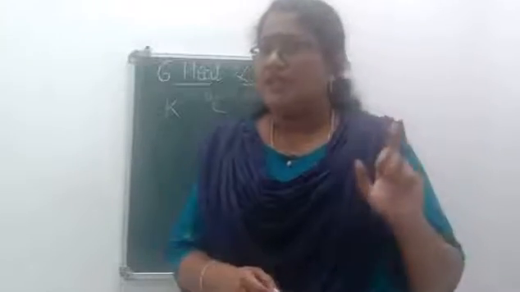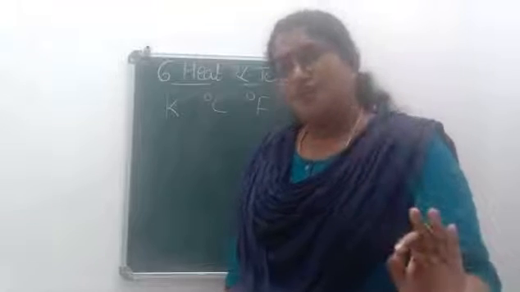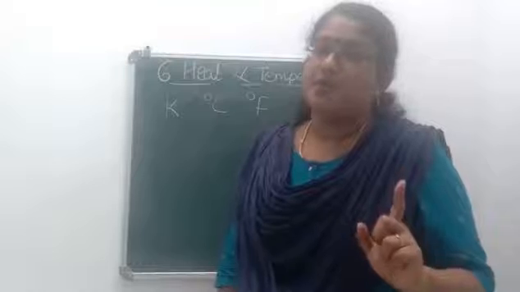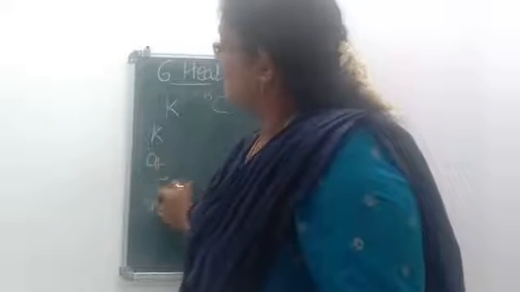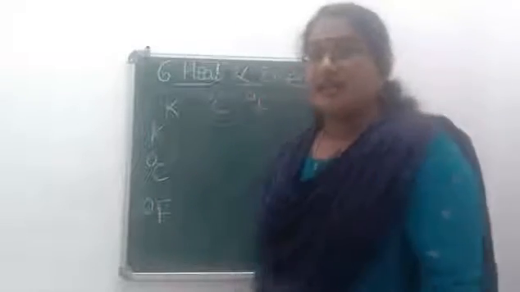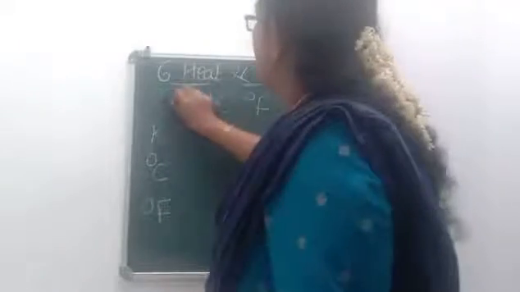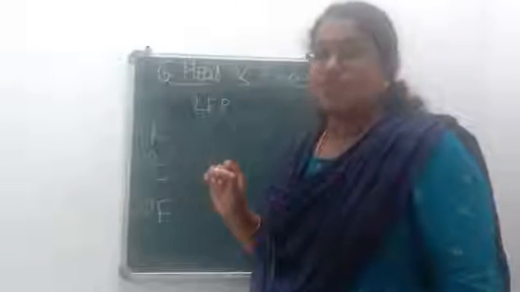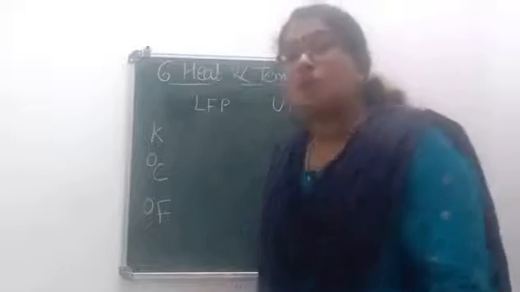So, in these three systems of units, you should know which is the lower fixed point and which is the upper fixed point. Here I will be writing the three: Kelvin, degree Celsius, degree Fahrenheit. In these three, we should know which are the things: lower fixed point and upper fixed point. Lower fixed point means it is the temperature at which ice melts. Upper fixed point means it is the temperature at which water boils.